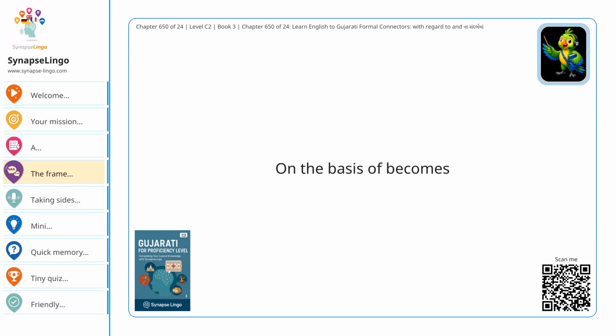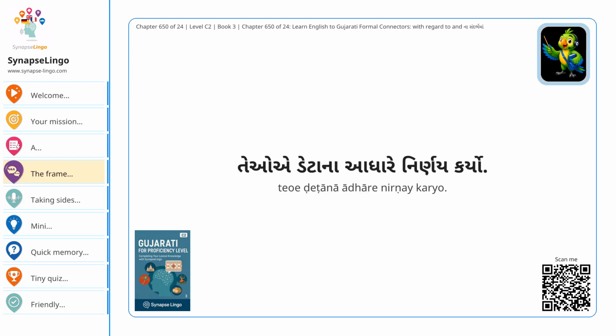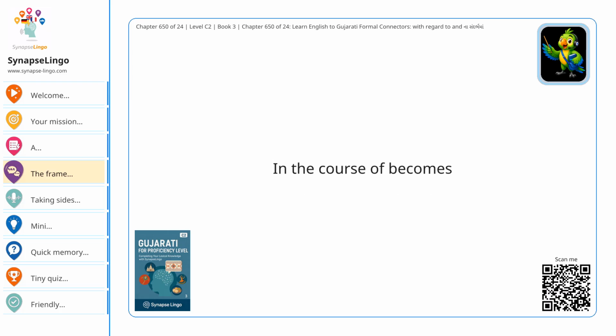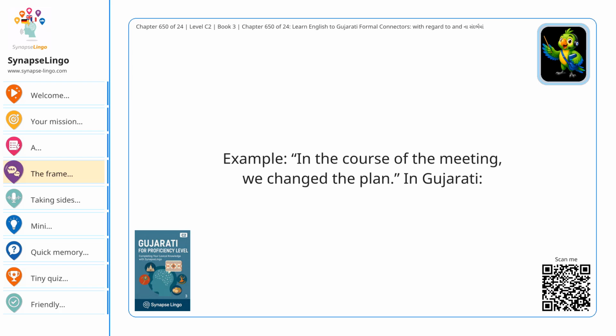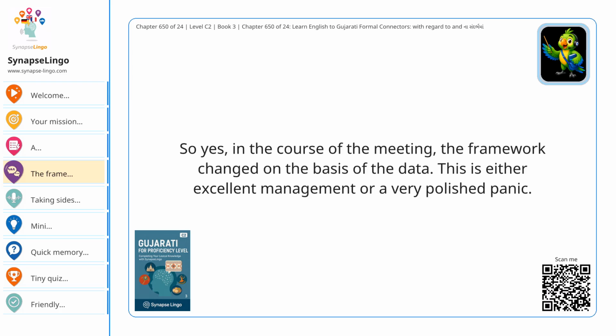On the basis of becomes ના આધારે. This is your evidence phrase. Example: They decided on the basis of the data. In Gujarati: તેઓએ ડેટાના આધારે નિર્ણય કર્યો. In the course of becomes દરમિયાન. It means during a period of time. Example: In the course of the meeting, we changed the plan. In Gujarati: સભા દરમિયાન અમે યોજના બદલી. So yes, in the course of the meeting, the framework changed on the basis of the data. This is either excellent management or a very polished panic.